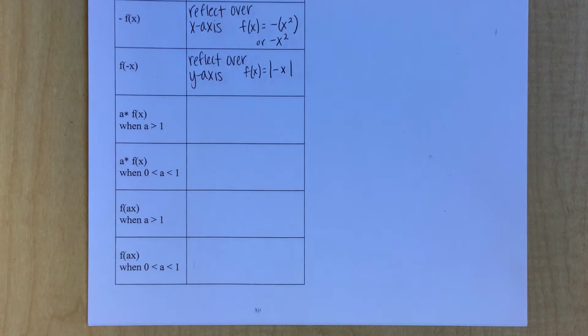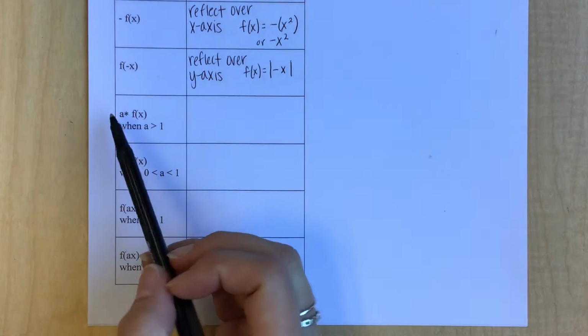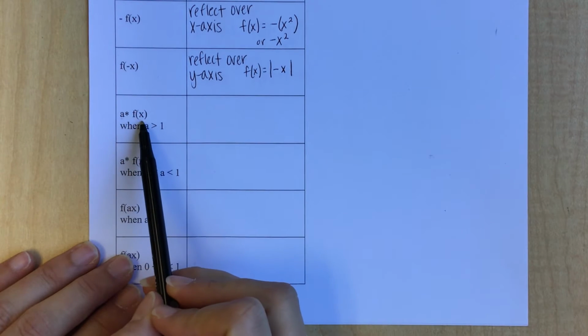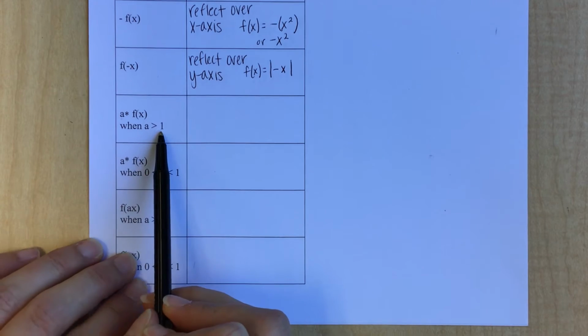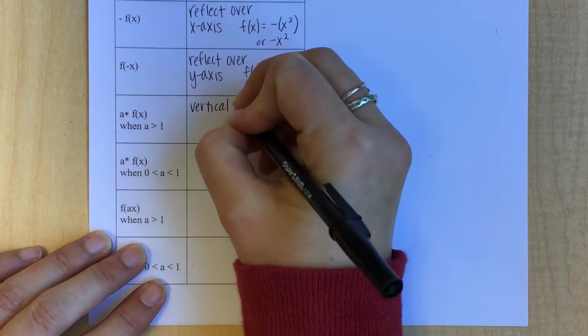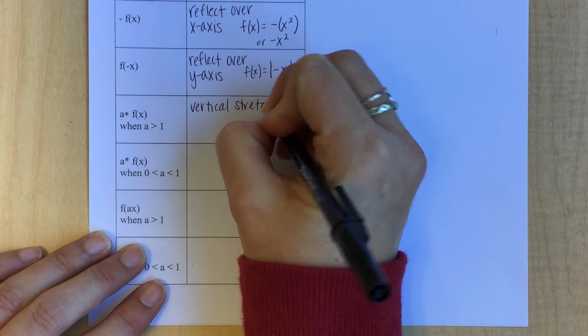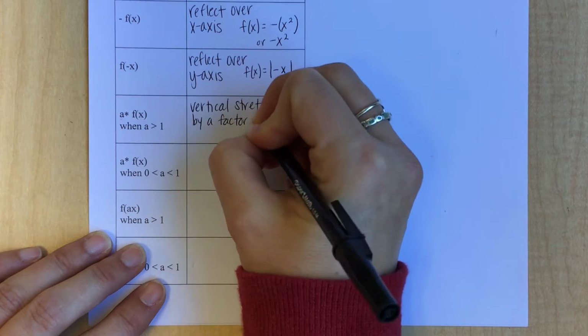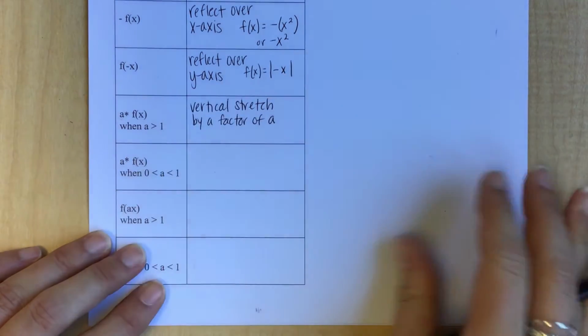Okay, so we're going to say that A is the number that we're using to multiply, and f of x is just whatever parent function we have. So this is when A is greater than 1. So this would be a vertical stretch by a factor of A, whatever that number is, okay?